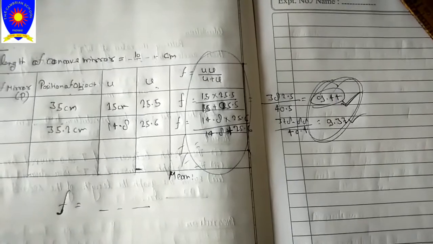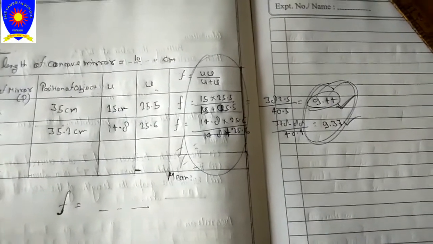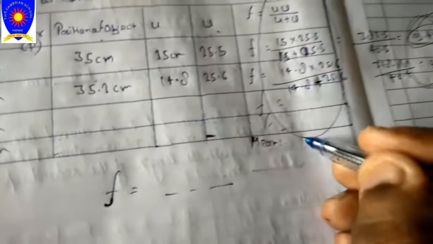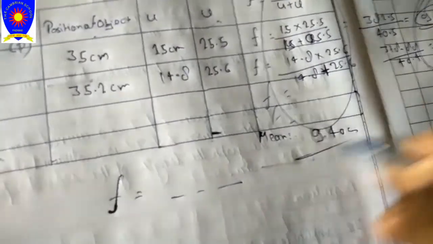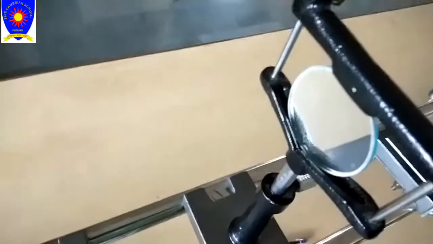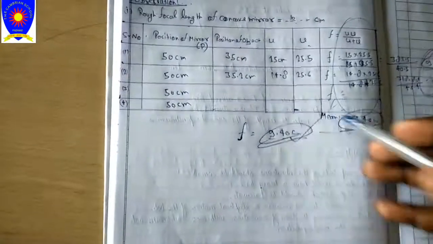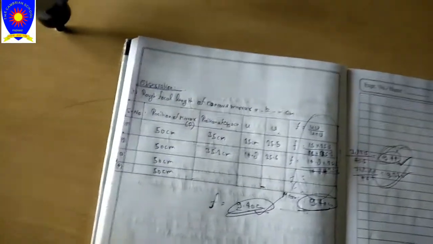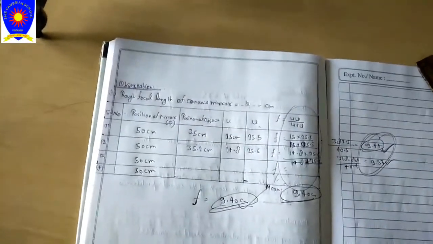After solving this, I have got 9.40 centimeter. So this is the focal length of the given mirror. It means that this is a concave mirror, and its focal length is 9.40. This is very close to 10 centimeter, so you can say the focal length of the mirror is 10 centimeter.